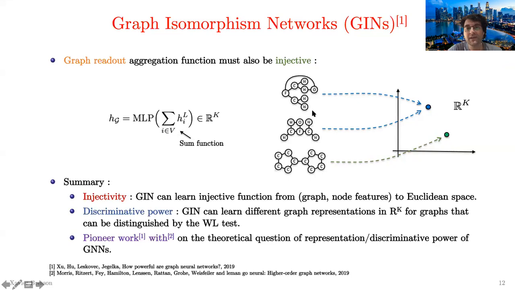You can keep this mental picture in your mind. This graph neural network is going to take as input a graph structure, and then it will map this to a point in a space of K dimensions. If the two graphs are isomorphic, ideally they should be mapped to the same point. If the two graphs are different, then they will map to different points. This is actually a pioneering work on the theoretical question of the representation power, or discriminative power, of graph neural networks. There was this work by Jean, and also the work by Maurice and his co-author on this very important theoretical question: what is the representation power of graph neural networks?